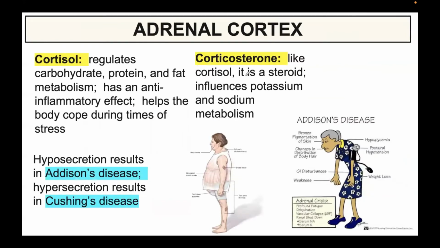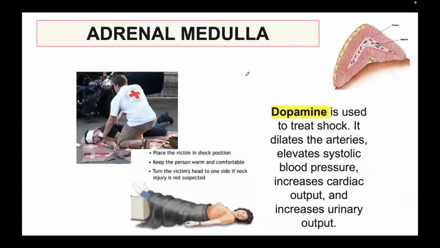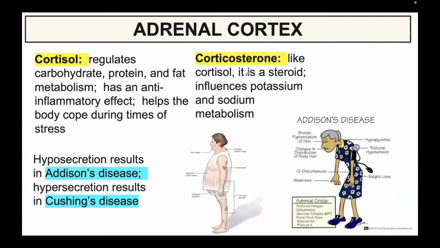Okay. So for the adrenal cortex muna, yung outer layer muna yung pag-usapan natin. Four different hormones that are regulated in the adrenal cortex. Unahin natin si cortisol. It regulates carbohydrate, protein, and fat metabolism and has anti-inflammatory effect. It helps the body cope up during your stress. Pag hyposecretion, Addison's disease. Pag hypersecretion, Cushing's disease.